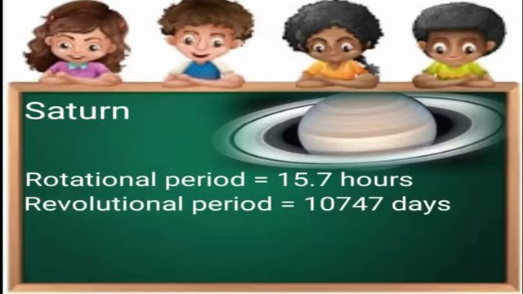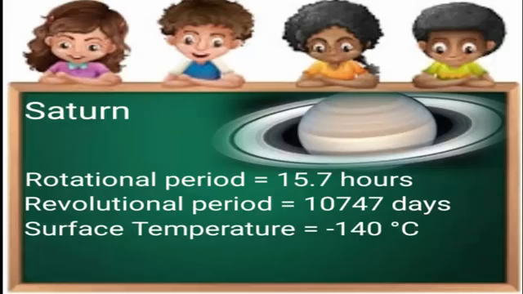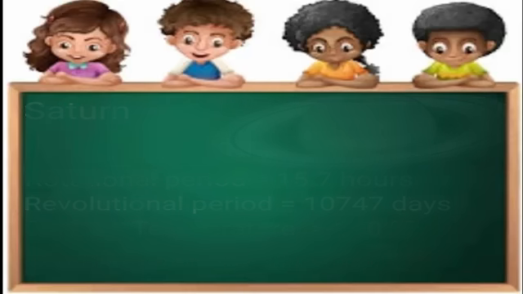Revolutional period of Saturn is 10,747 days. The temperature of Saturn is -140 Celsius. Saturn has 62 natural satellites.